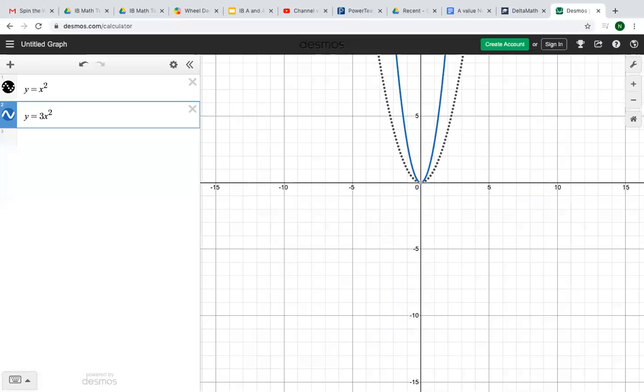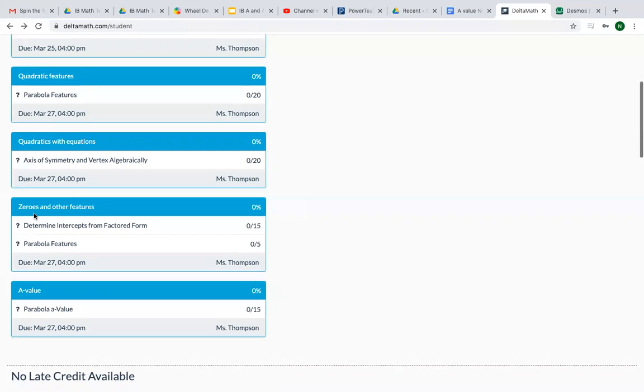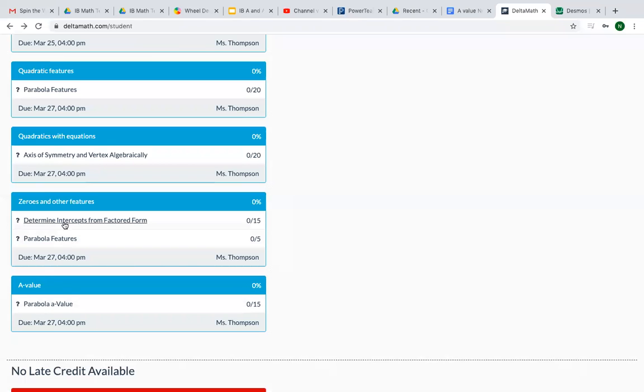Okay, but does that make sense to everyone? Yes. The 3 different things and what they do: a negative flips it over, a fraction makes it bigger, and a bigger number makes it smaller, or thinner, skinnier.